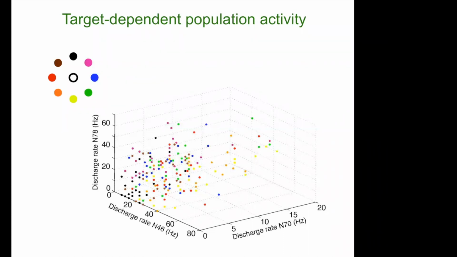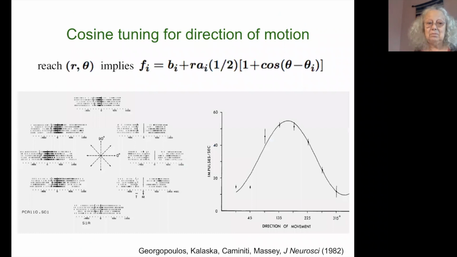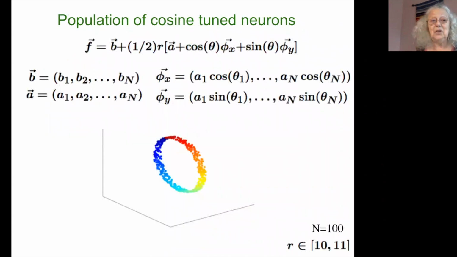So we were scratching our heads and thinking what to do. And then we said, well, let's go back to basics. Let's go back to the idea of cosine tuning. Not that we fully support the idea of cosine tuning, but let's take that very simple point of view that every neuron is acting according to its own cosine tuning curve.